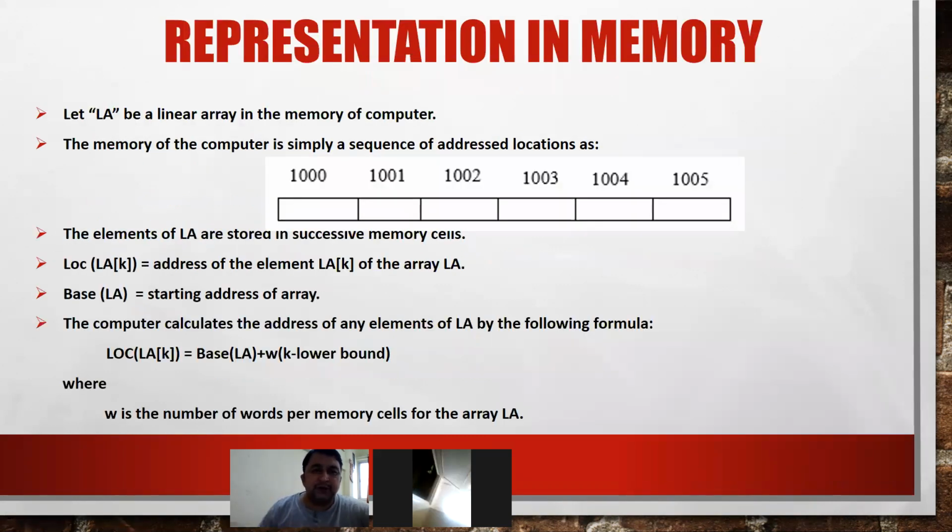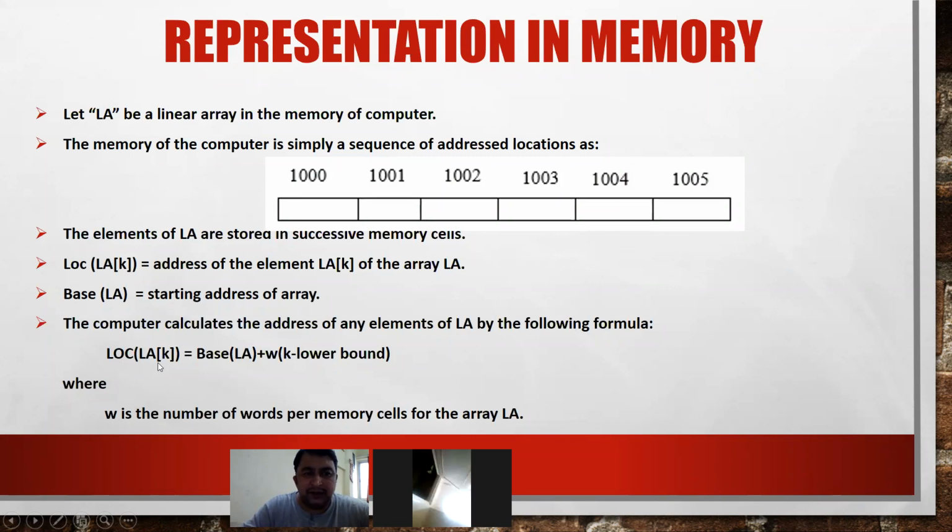And next is how to find out the memory address of a particular element at an index, right? So this is the formula to find out the memory address. LOC is nothing but the location, LA is the linear array, and K is the index, and this equals, right? See here the continuous memory locations. It starts from 1000, 1001, 1002, 1003, likewise. Say suppose K is 0, 1, 2, 3, 4, 5. I want to find out the memory location of the fourth index, right? K equals 4, right?